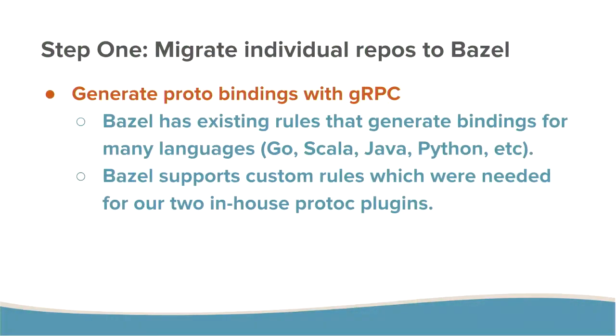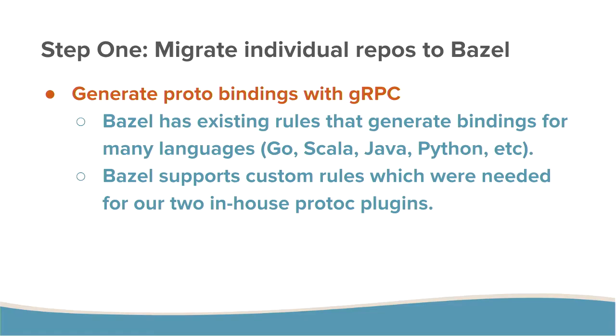At the beginning of this year, a few team members and I investigated Bazel and began to transition to it. We started off by migrating individual repositories to Bazel. This included generating proto bindings with gRPC using Bazel's existing rules and also their custom rules, which we needed for our 2 in-house Proto-C plugins.